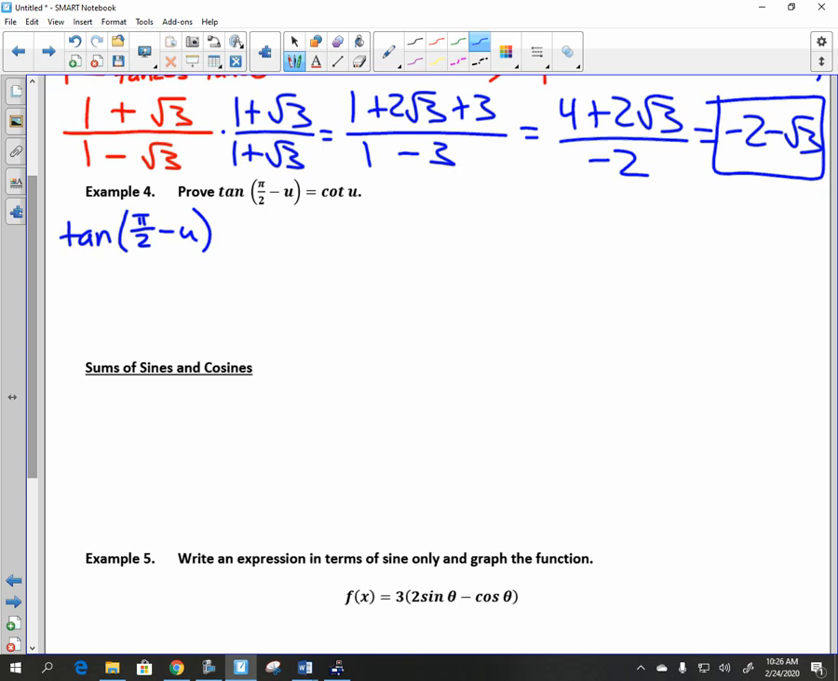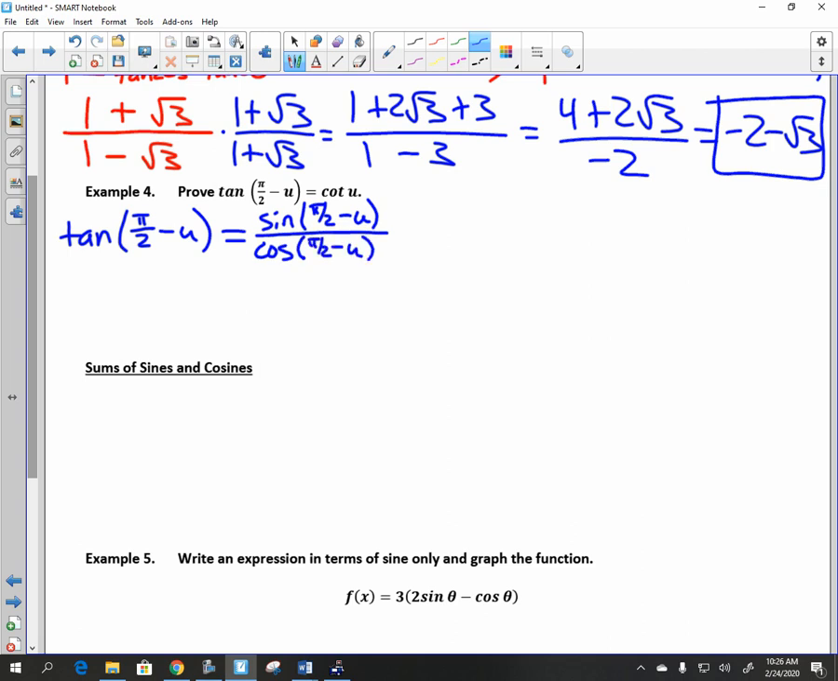So I'm going to say the tangent of pi over 2 minus u is equal to something. And I know it's going to be at the end. At the end, I'm going to have cotangent, but I got to put something in the middle. So we're going to use what we did today. We've got this whole tangent thing. Isn't tangent equal to something over something? Sine over cosine. So I could write this as the sine of pi over 2 minus u over the cosine of pi over 2 minus u.